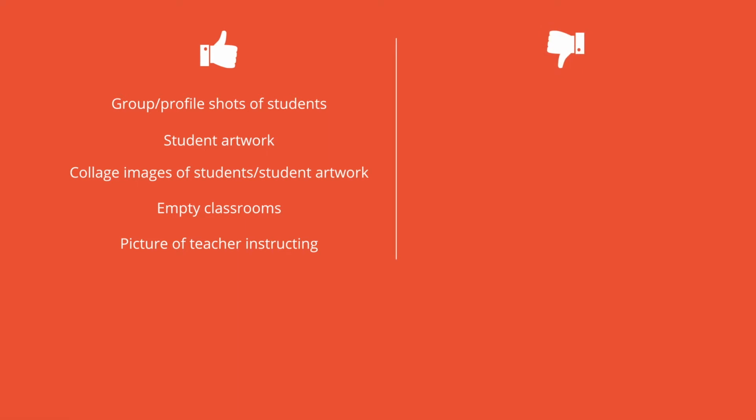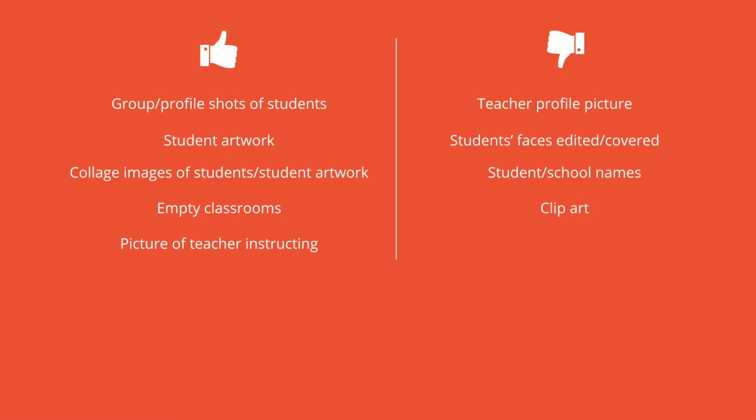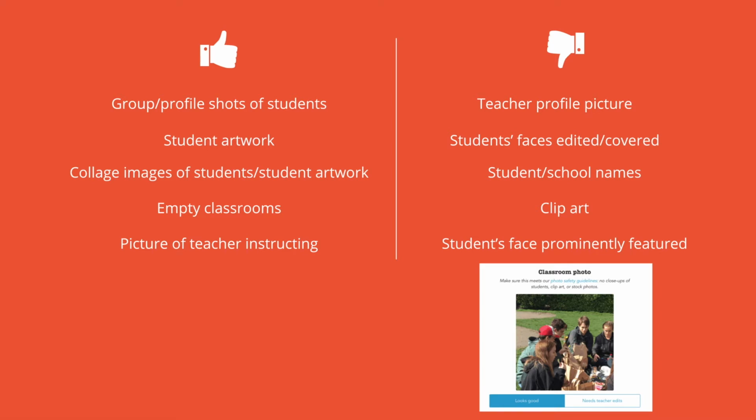Ineligible photos are a teacher profile picture, a photo that's been edited to cover or distort students' faces, a photo that contains student or school names or a classroom number, clip art, and pictures where a student's face is prominently featured. You can hover your mouse over the picture to see if the student's face is larger than the maximum face size. If the photo is eligible, you'll click Looks Good and move on to the next section. If the photo is ineligible, you'll click Needs Teacher Edits, select the reason why, and move on to the next section.